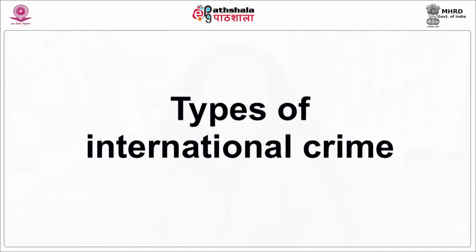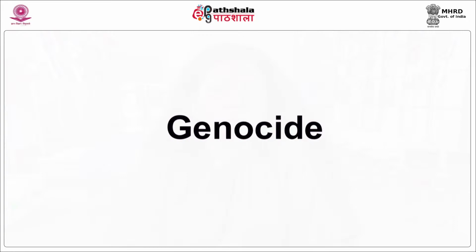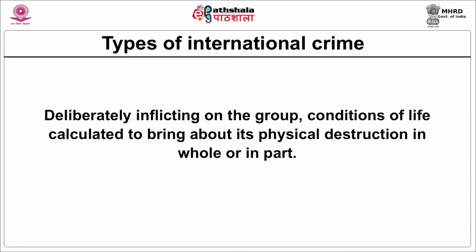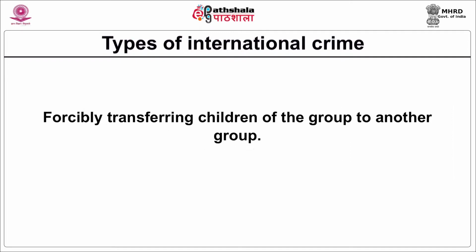The types of international crimes are, firstly, genocide. Genocide means any of the following acts committed with an intent to destroy, in whole or in part, a national, ethnic, or religious group as such. Killing of the members of the group, causing serious bodily harm or harm to members of the group, deliberately inflicting on the group conditions of life calculated to bring about its physical destruction in whole or in part, imposing measures intended to prevent births within the group, forcibly transferring children from one group to another.